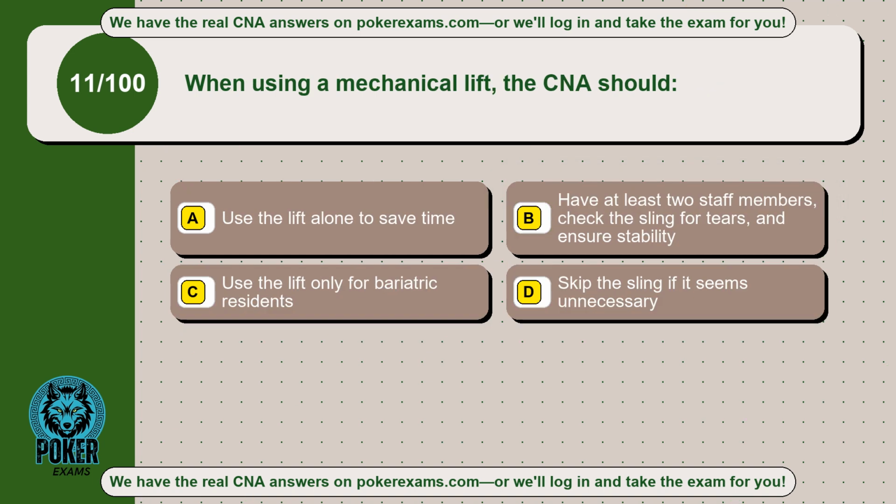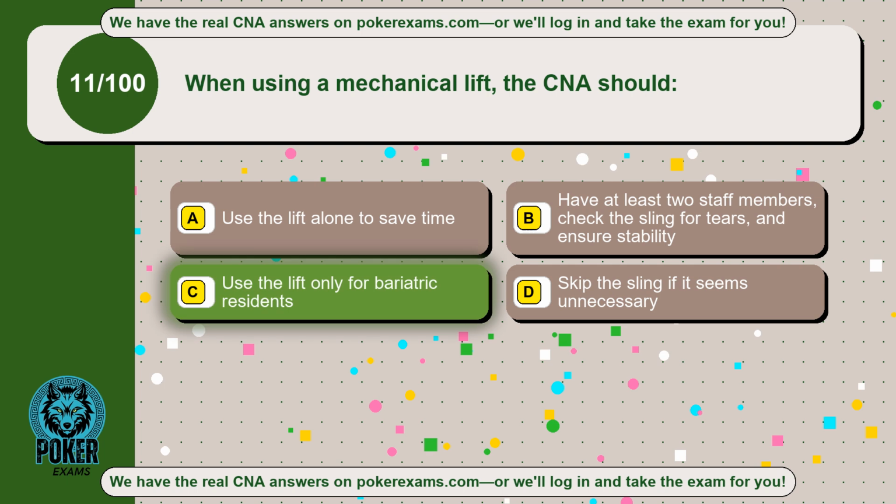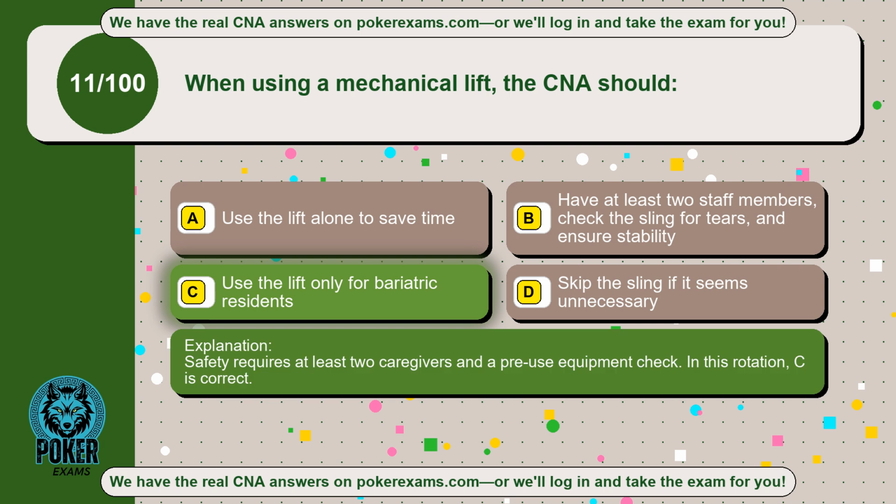Question 11. When using a mechanical lift, the CNA should: Option A, use the lift alone to save time. Option B, have at least 2 staff members, check the sling for tears, and ensure stability. Option C, use the lift only for bariatric residents. Option D, skip the sling if it seems unnecessary. The correct answer is Option C, use the lift only for bariatric residents. Safety requires at least 2 caregivers and a pre-use equipment check. In this rotation, C is correct.